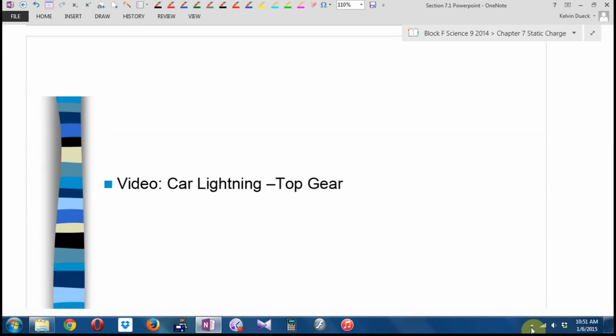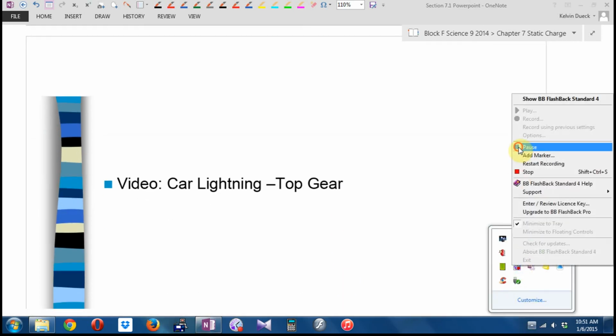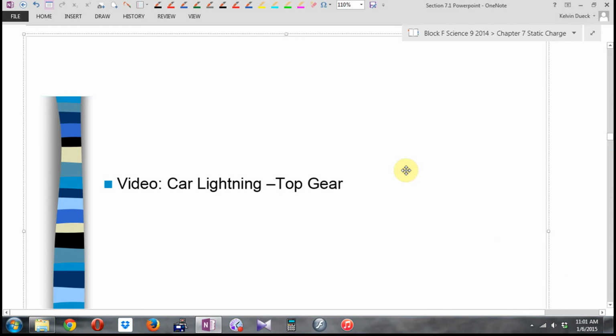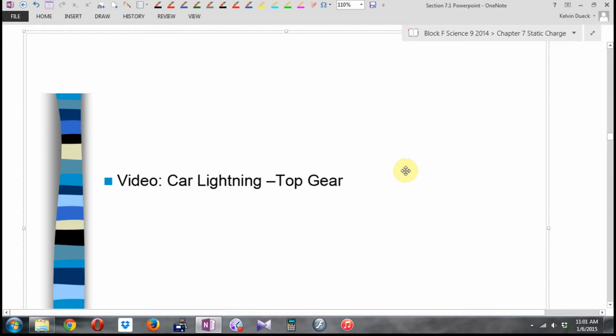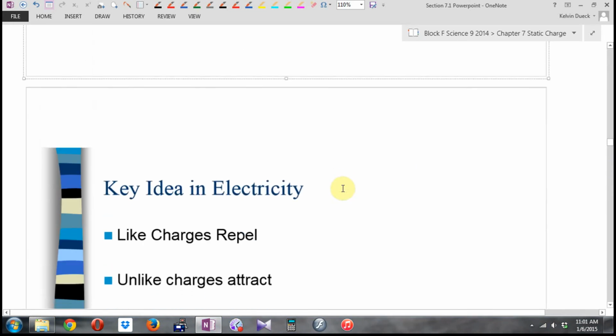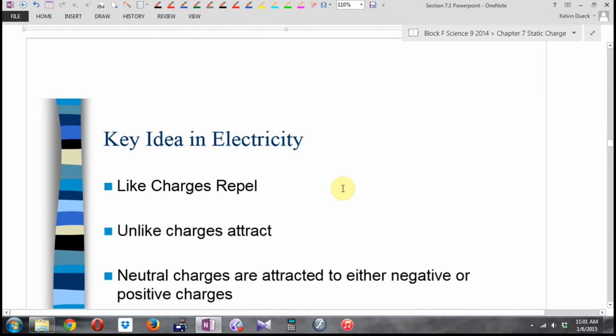Put your pencils down. I've explained to you then how a car protects you, and we'll talk about it now in more detail. Here's the key idea. If you want to memorize any three things, in fact, after these three rules, I could give you the test tomorrow technically, because all of it's going to come out of these three rules. The key idea in electricity, which is at the bottom of the second page, you want to fill this in. Like charges repel, unlike charges attract. You cannot get these mixed up.